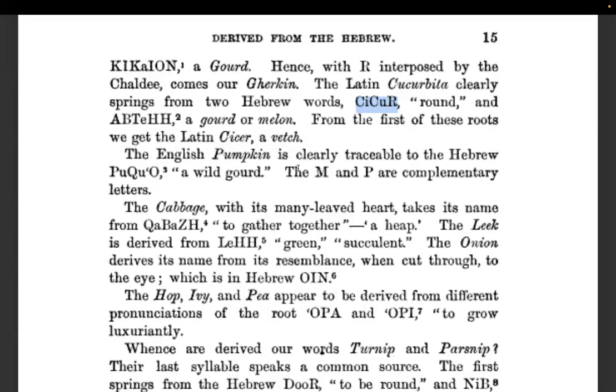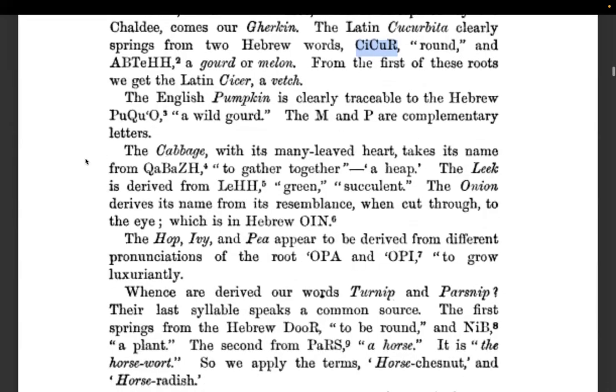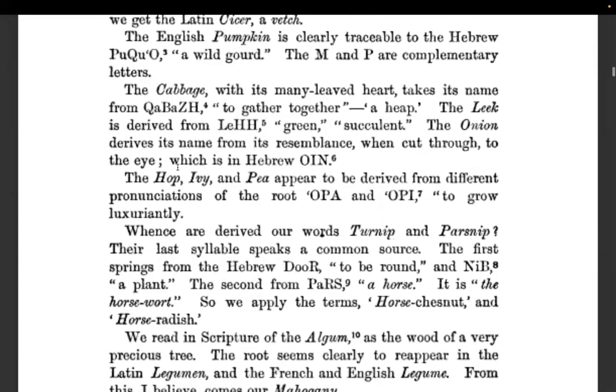The English pumpkin is clearly traceable to the Hebrew pokua, a wild gourd. The M and P are complementary letters. The cabbage, with its many leaved heart, takes its name from kabaz, to gather together, a heap. The leek is derived from lei, green or succulent.